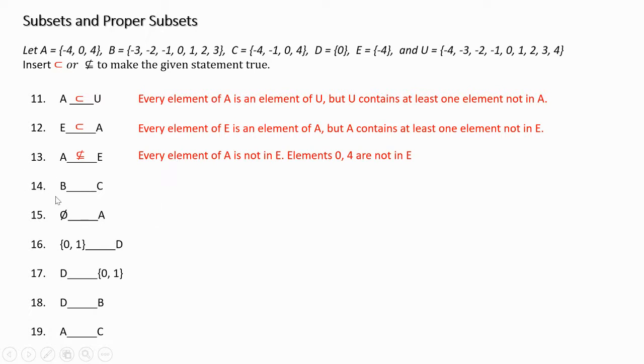Okay, let's do number 14. Here is B, and here is C. If we notice, all the elements in B are not in C. So here, this not a subset will be the correct choice. Every element of B is not in C. Elements -3, -2, 1, 2, and 3 are not in C.